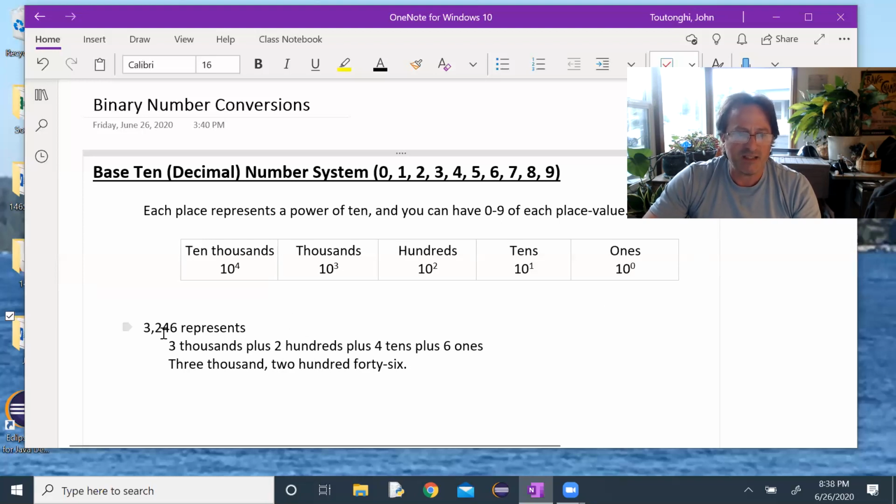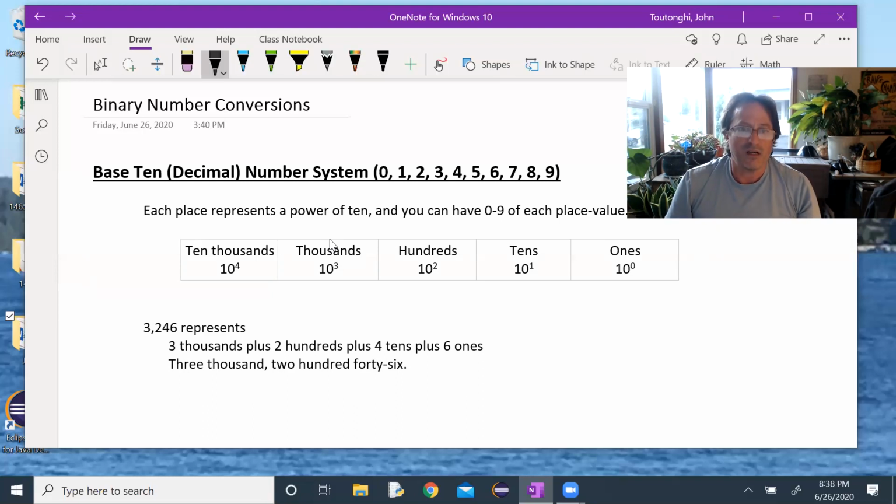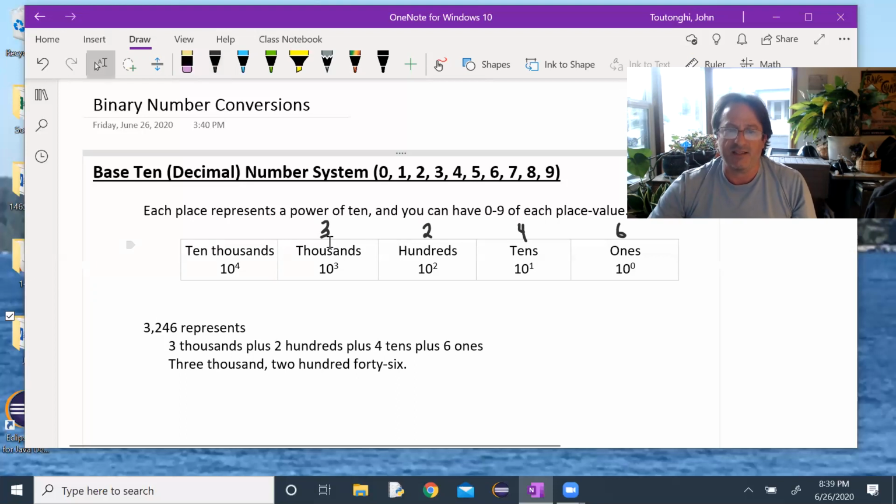So 3,246 really means we have 3,000s plus 200s plus 4 tens plus 6 ones. It's a 3 in the thousands, a 2 in the hundreds, a 4 in the tens, and a 6 in the ones. And then you add them all together and you get 3,246 that we typically think of.